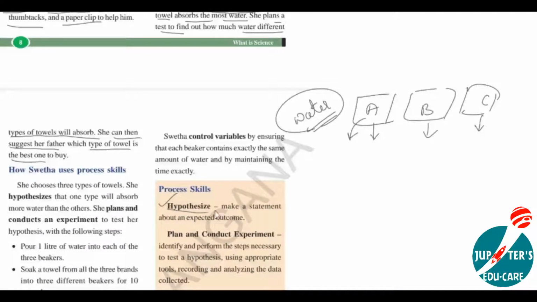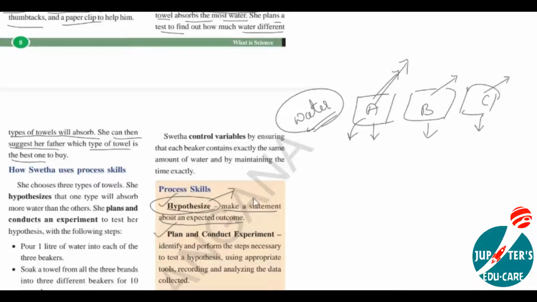Hypothesis. Already we have discussed what is meant by hypothesis. It is a possible answer which can be tested. She makes a statement about an expected outcome. Hypothesis means maybe towel A absorbs more water, or maybe towel B absorbs more water, or towel C absorbs more water. That is nothing but a hypothesis. It's not the correct answer, just a possible answer. Maybe towel A can absorb more water. That is her hypothesis.